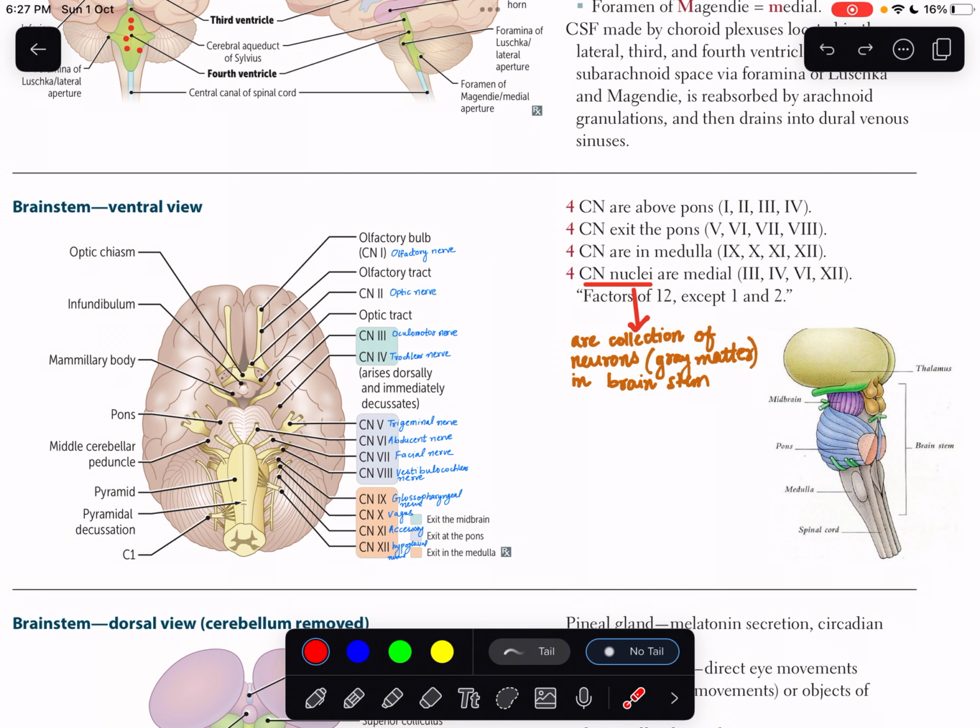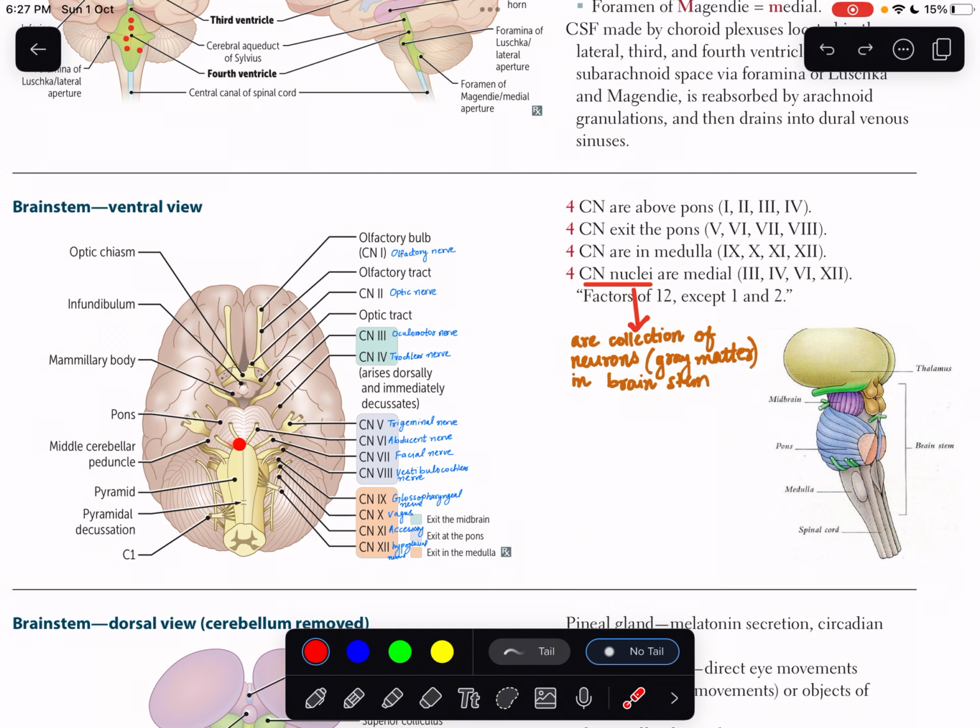So let's first mark the structures present over here. This one is the olfactory bulb, and these two are the optic nerves. As these are the two optic nerves, this over here is the optic chiasma. Very simple. Then the pituitary gland has been removed from here, and you guys can see the infundibulum. Then these two structures are the mammillary bodies.